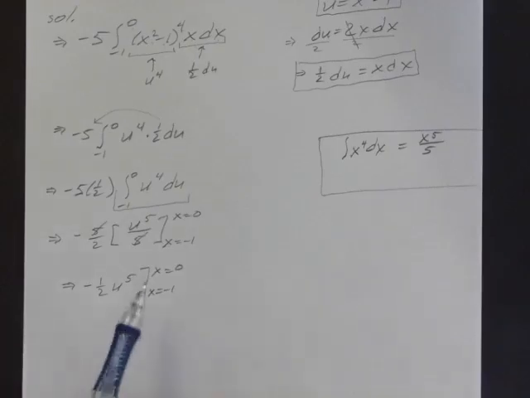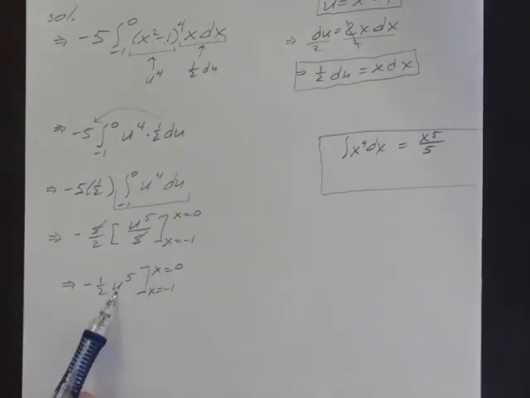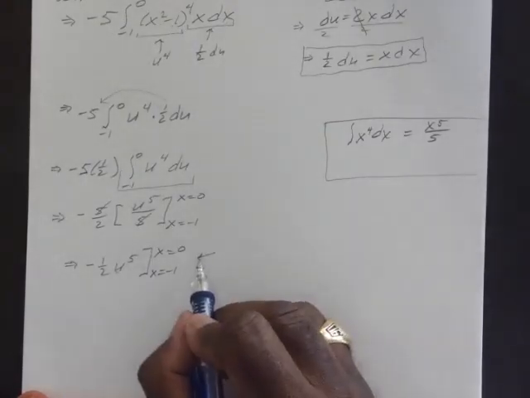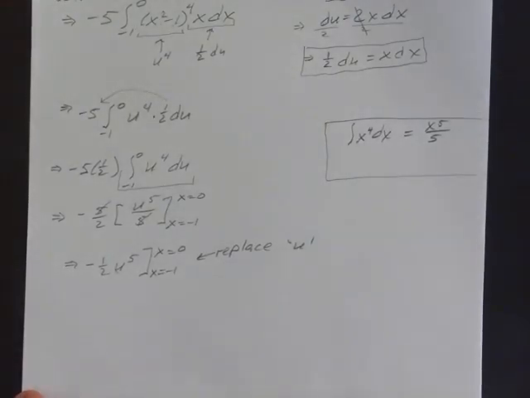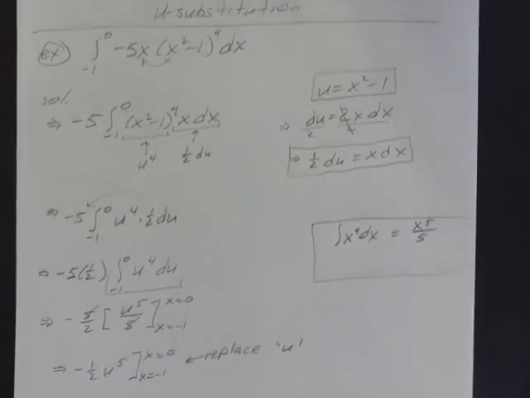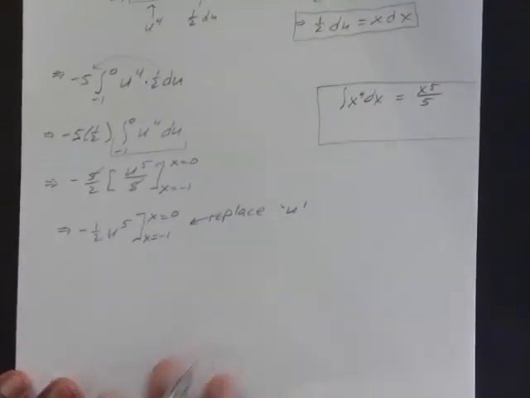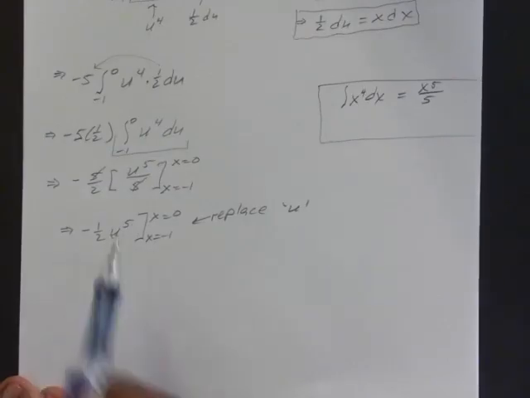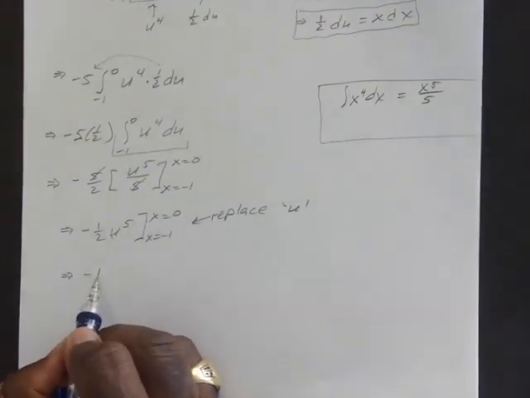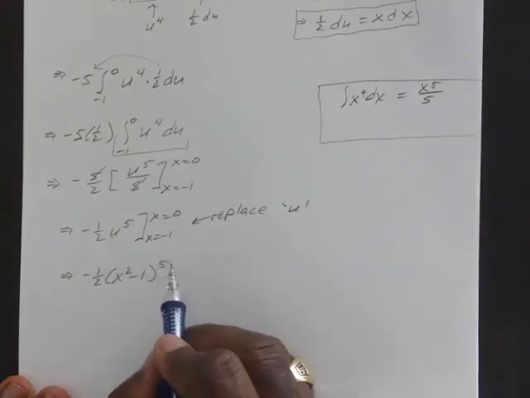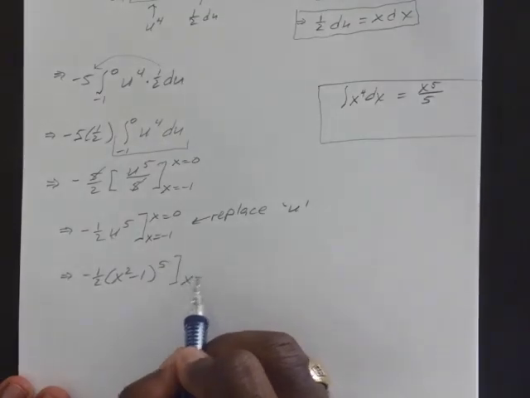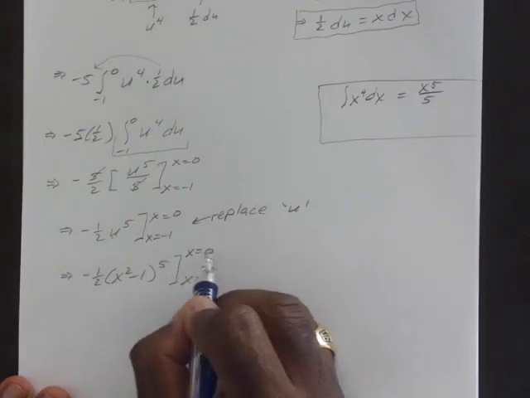Okay. So we do not want to plug in those x values for u. So all we have to do in order to be able to plug those in is just replace the u with our x function. So we just replace u, and in this case, u is equal to x squared minus 1. So that becomes x squared minus 1 to the 5th power. We have -1/2 times x squared minus 1 to the 5th power, and that's from x is equal to -1 to x is equal to 0.